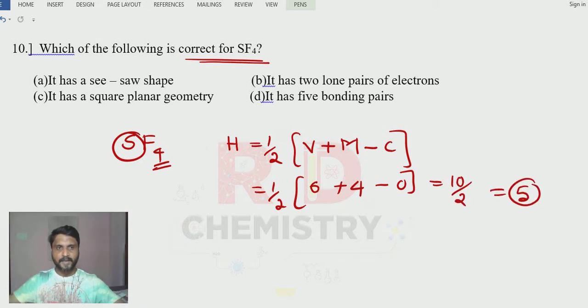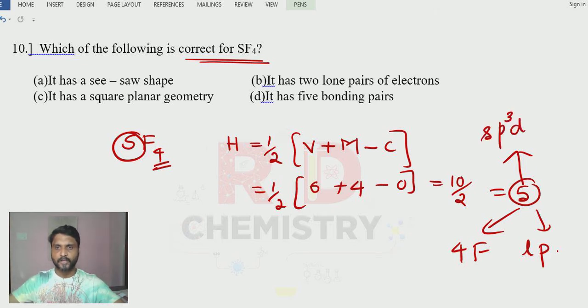But around sulfur there are 4 fluorine atoms, and they form 4 bonds. The remaining one should be the lone pair. Number 5 represents one s orbital, 3 p orbitals and 1 d orbital. So it is sp3d hybridization, where 5 atomic orbitals are involved. So it has got trigonal bipyramidal shape. How would you write down the trigonal bipyramidal shape?